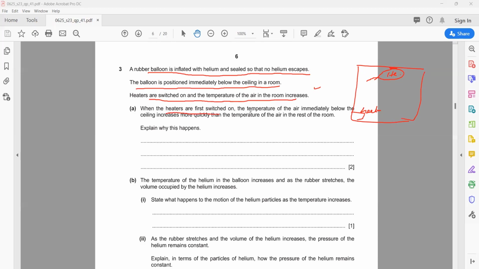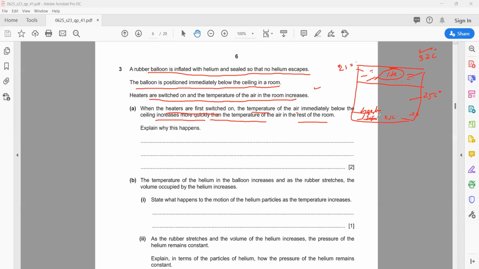When the heater is first switched on, the temperature of the air immediately below the ceiling increases more quickly than the temperature of the air in the rest of the room. Let's say before, all the room has the same temperature, 25 degrees here, 25 degrees here, 25 degrees here. But as you switch on the heater, the temperature near the ceiling will become, let's say, 32 very quickly, although here you still have 26. So why is the temperature near the ceiling increasing so much? The answer is really simple: the heater is heating the air near it.